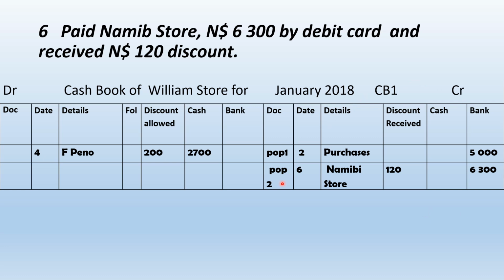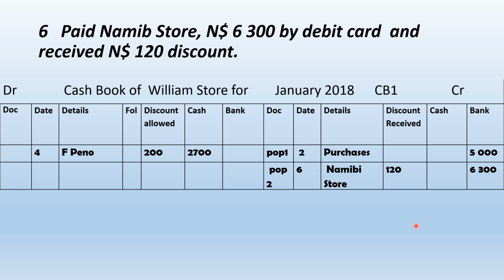The document number is proof of payment, date is 6, details Namib Store. Then the discount, because we received the discount, they did reduce the amount that we are supposed to pay with 120, and then the amount is paid by bank card, debit card. Therefore it's supposed to be in the bank column. So in simple terms, that's how we record transactions in the cash book.